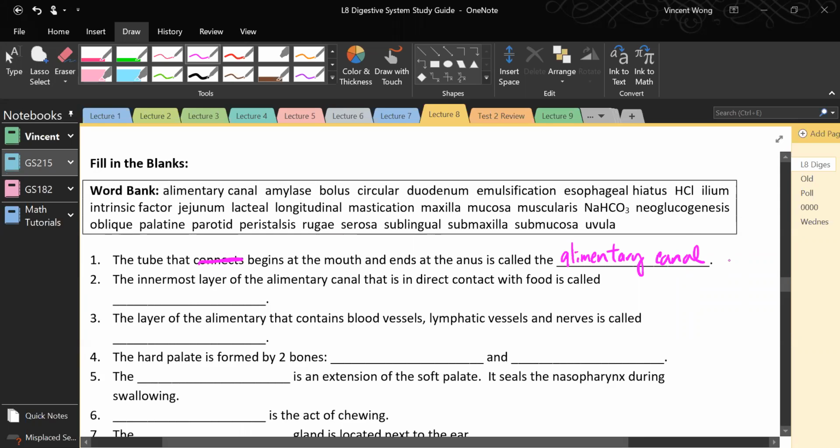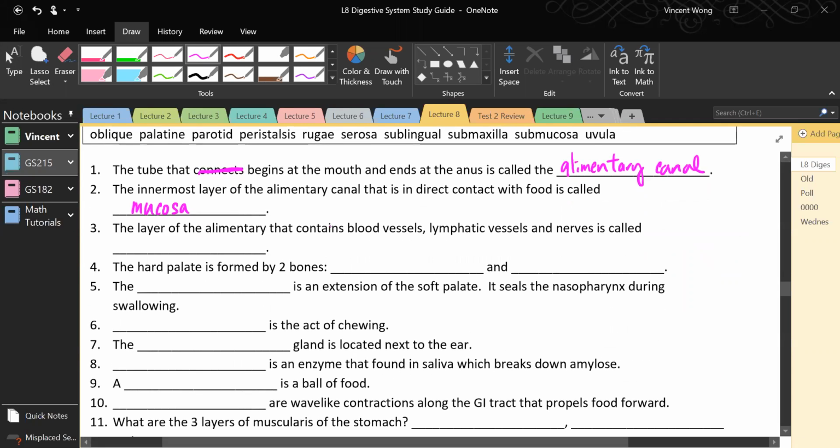Number 2, the innermost layer of the alimentary canal that is in direct contact with food is called the mucosa. This was in the poll question. The layer of the alimentary canal that contains blood vessels, lymphatic vessels, and nerves is called the submucosa. That is also the layer that helps absorb the food in the jejunum and the ileum, because that's the layer that has the blood vessels.